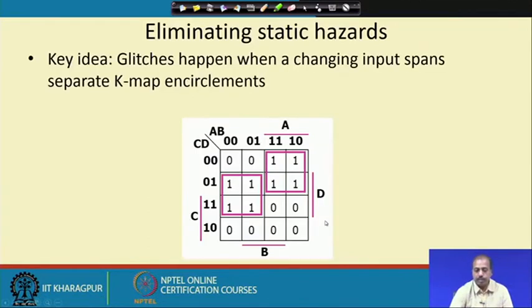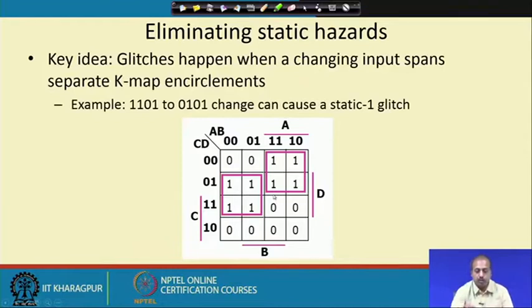So, this is the dynamic hazard. These dynamic hazards are difficult to remove, so we will be talking about static hazards first. The key idea for eliminating static hazards is that glitches happen when a changing input spans separate K-map encirclements. If you are going from this box to this box, you are changing some input so that it goes from this circle to this. In between it may go through some 0 state, and as a result the circuit output may become 0. That is the key point.